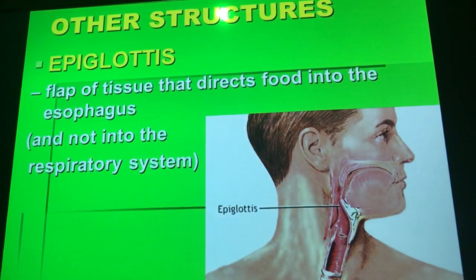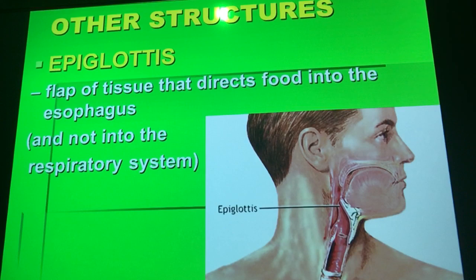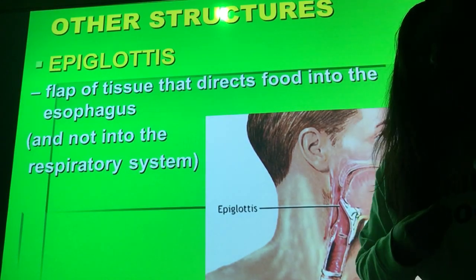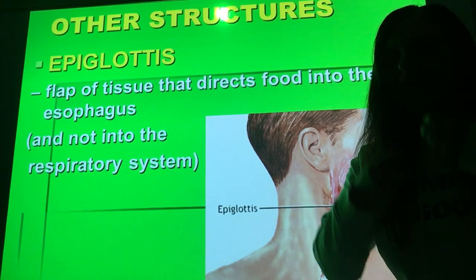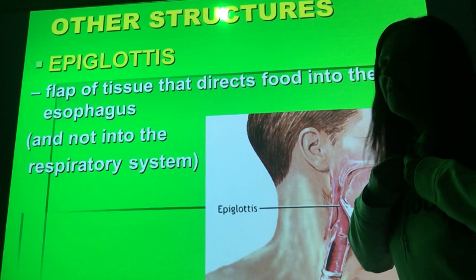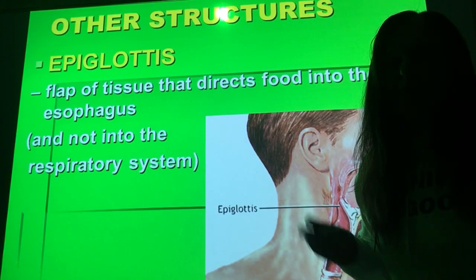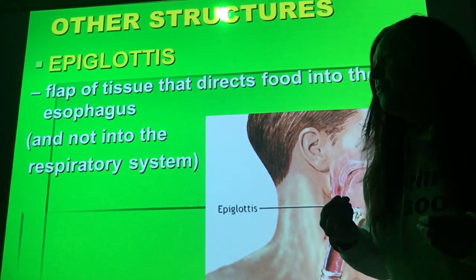Okay, and then there are other structures, the epiglottis. The epiglottis is a flap of tissue that directs food into the esophagus. So as you study, you've got your esophagus and you've got your trachea. Food should go down the esophagus, air should go down the trachea, but they're very, very close. If you've ever eaten too fast, in a rush, and started to choke, you might say food went down the wrong pipe. You don't want food in your respiratory system, you want food in your digestive system.